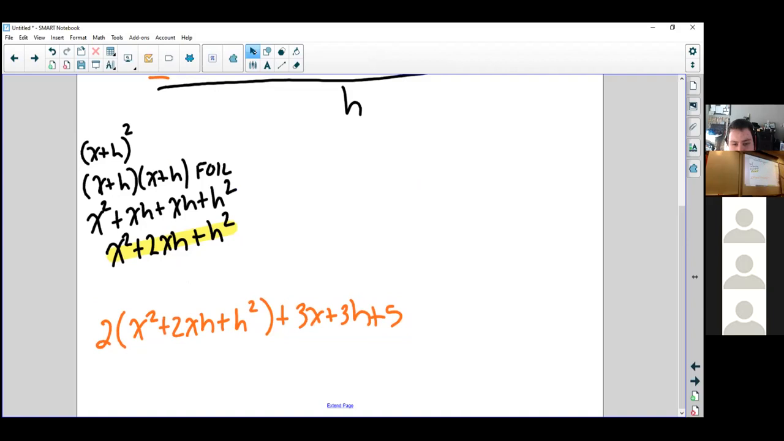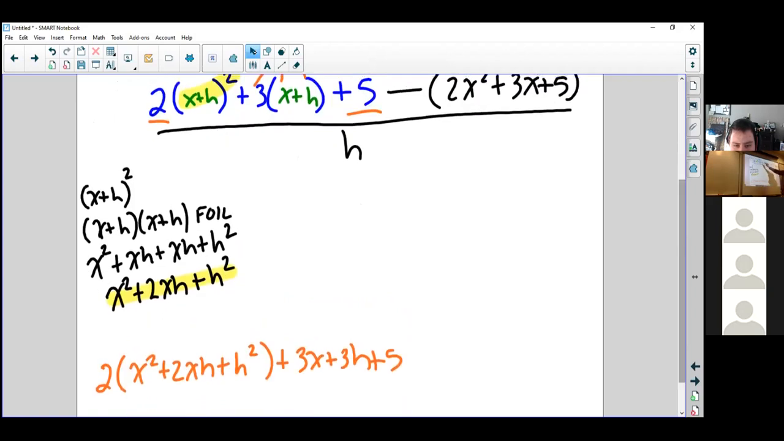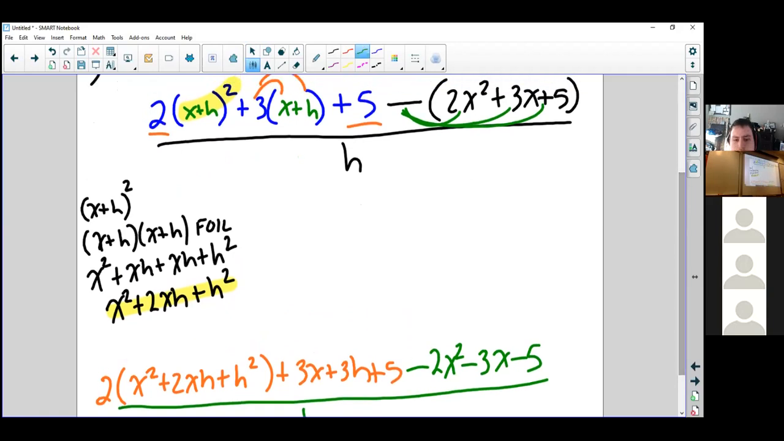And then I have to remember what I have upstairs. So I'm going to distribute the negative here, here, and here. So that's negative 2x squared minus 3x minus 5. And everything is going to be divided by h. Does everyone see how that worked out? Anyone have any questions on what we just did?